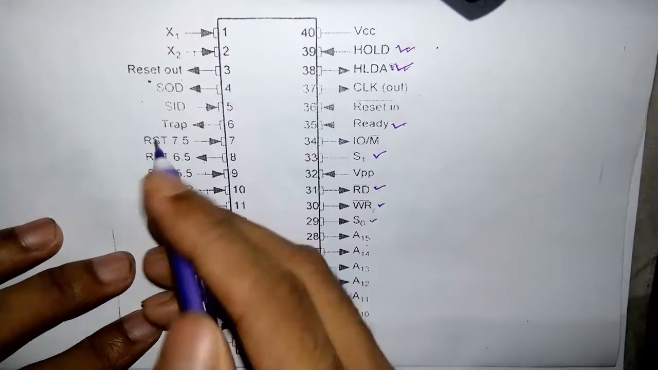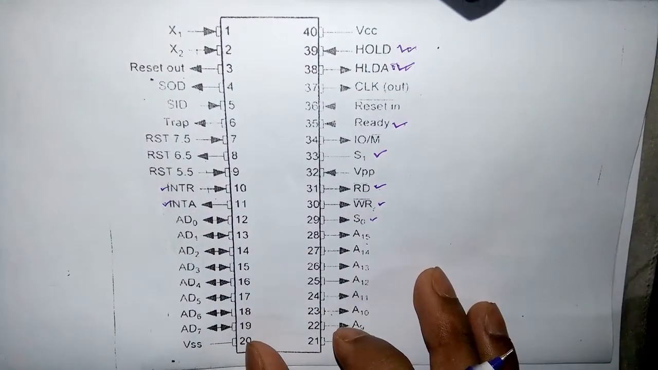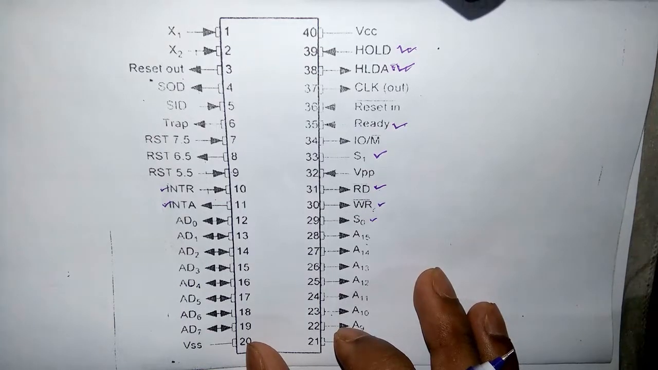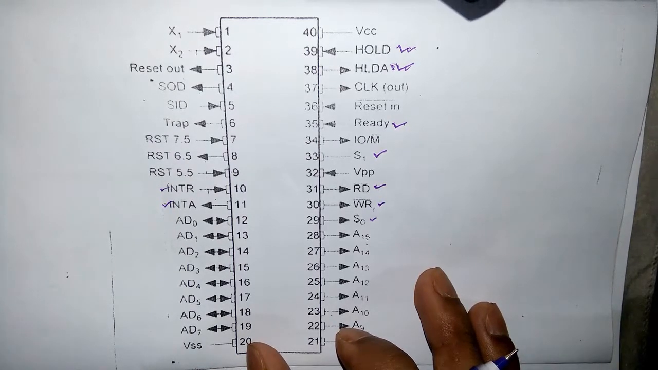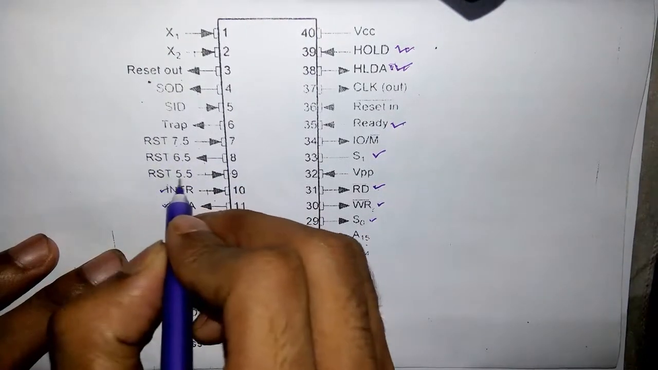Then INTA, what is that? It's mainly an output. The interrupt acknowledge is used instead of read during the instruction cycle after an interrupt is accepted. It can be used to activate the 8259 interrupt controller.